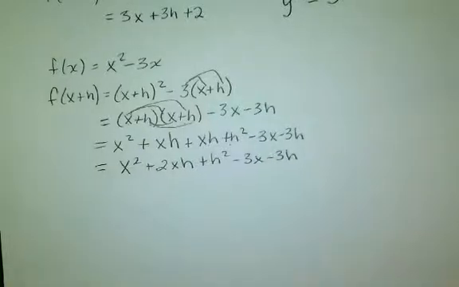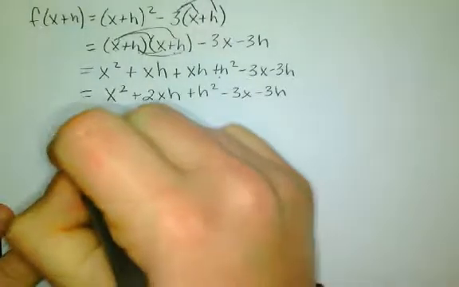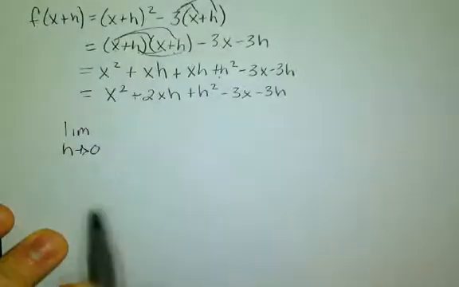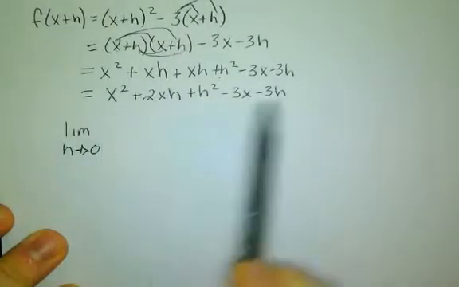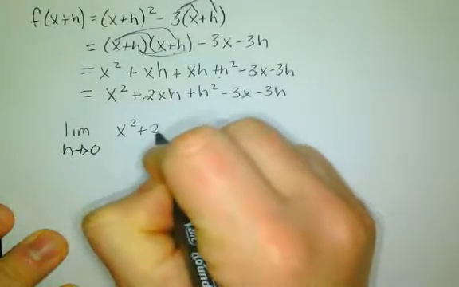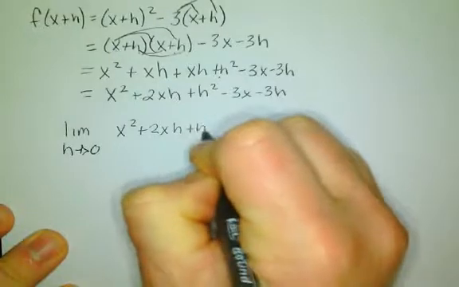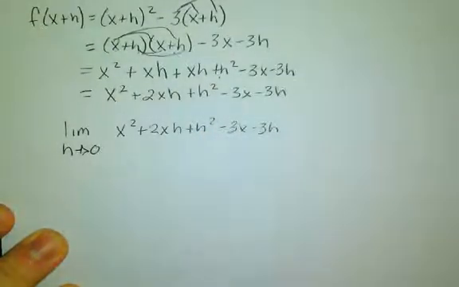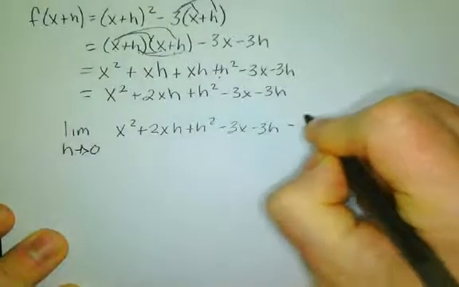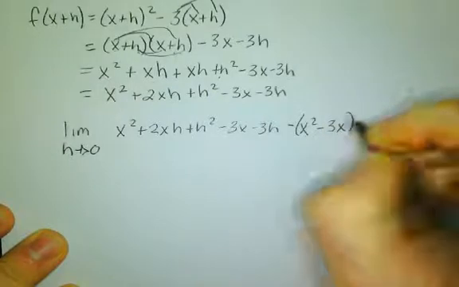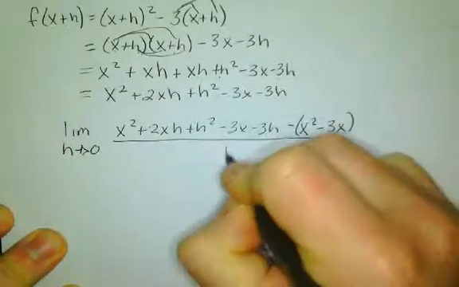Now I can go ahead and set up my limit. So I have the limit as h approaches 0 of f of x plus h, which we just expanded and simplified. I'm going to write that out. And then I'm subtracting f of x. So minus (x squared minus 3x) all over h.